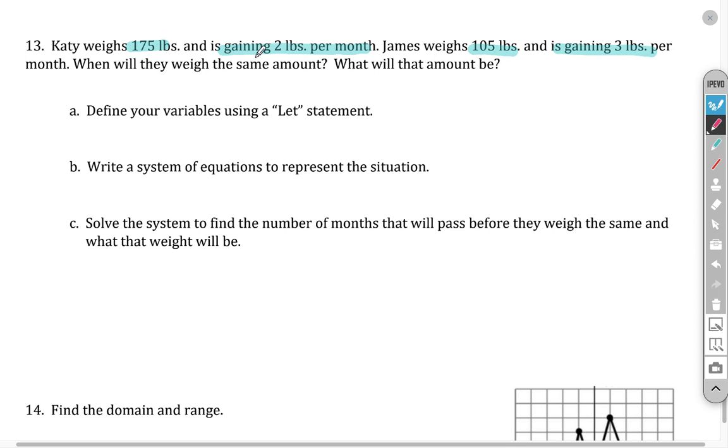So we want to know when will they be the same amount. So this means, once again, equal values. Right? So let's figure out our x. Our x is going to be what? Well, if we're saying 2 pounds per month, then that would be 2x. So our x there represents months. And then we're trying to figure out how much they're going to weigh. So y is going to equal our weight.